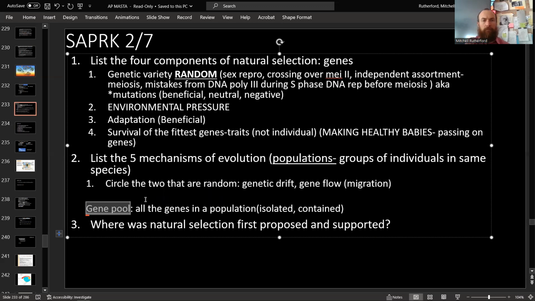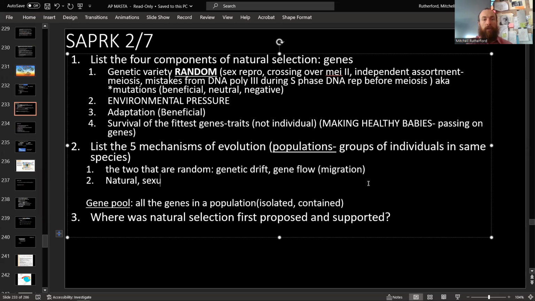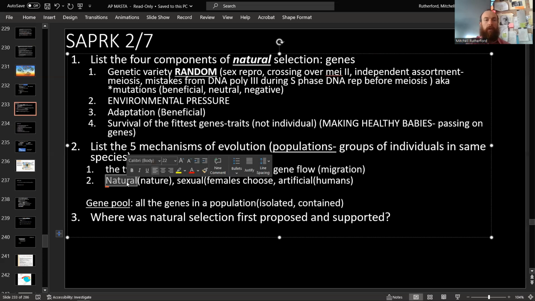Okay. And then, all right. So genetic drift and gene flow, those are the two that are random. And then the other three are going to be your natural, sexual, and artificial selection. Okay. So the artificial is done by humans, and humans choose this as like breeding, farming, whatever. Sexual is when the females choose. And then your natural selection, of course, is when nature chooses. Okay. And so let's just make sure that natural selection is the one we're talking about up here. Natural selection, that's what comes in right here.